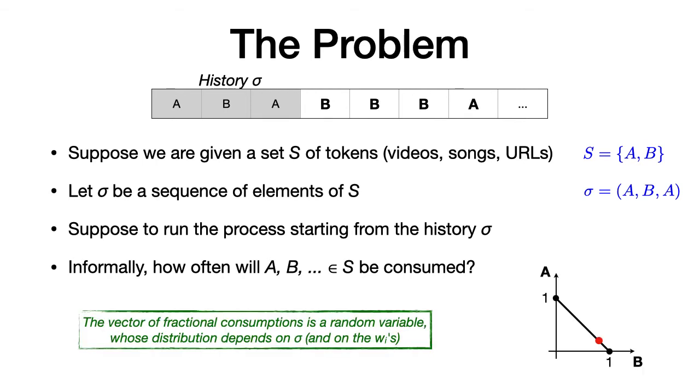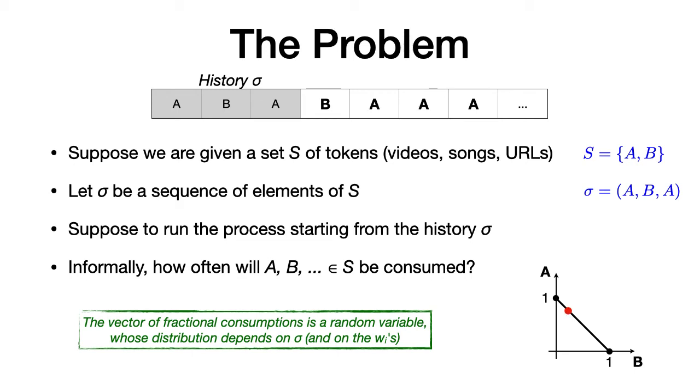So the vector of fractional consumption will actually be a random variable whose distribution depends on the history sigma and clearly on the w_i. In the example we see at the top of the slide, the user has consumed lots of B's and few A's, and therefore the vector will be tilted toward the B axis.